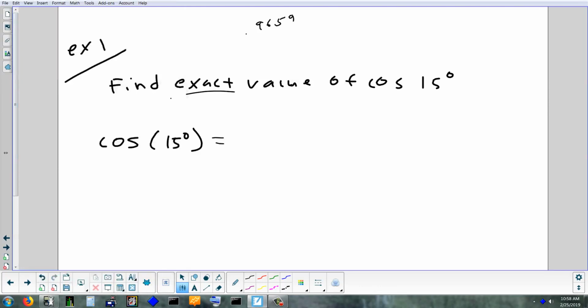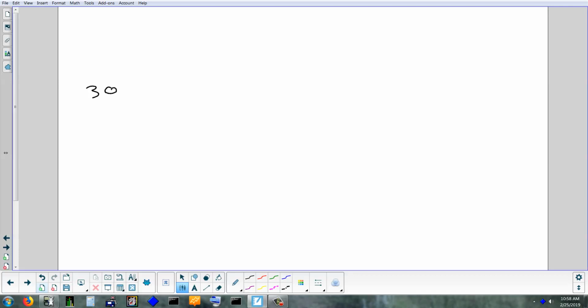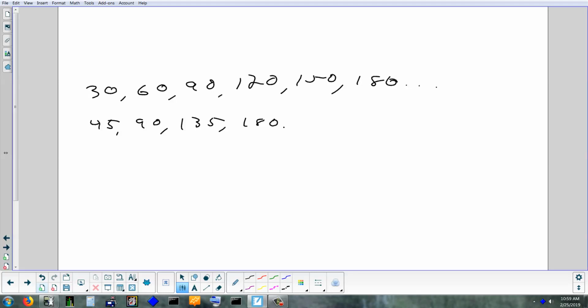So the first thing we've got to do is somehow rewrite the number 15. You can write it as a sum or a difference. The only trick is you've got to use numbers that are multiples of 30 and 45. So you can use numbers like this. You can pick any number in that list and you can keep going. Or you can pick any number in this list. There's some overlap there, but I'm just counting by 30s in the first one and 45s in the second one. Those are multiples of 30 and 45.